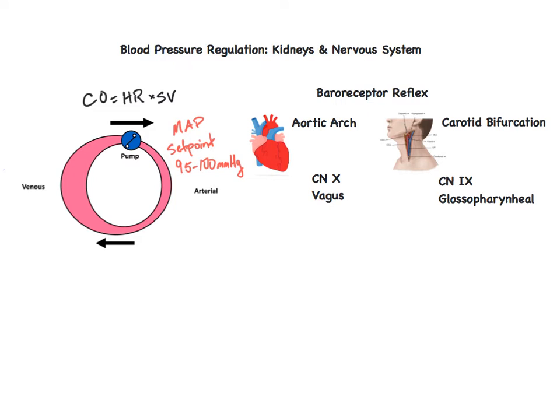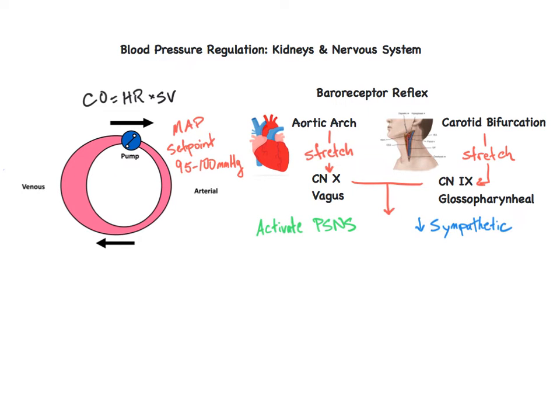When the carotid and aortic bodies are stretched, a signal is sent via cranial nerve 9 and 10 respectively. This stimulus activates the parasympathetic nervous system and decreases the system's sympathetic output. Activating the parasympathetic nervous system will decrease the heart rate, acting at the SA node. This is negative chronotropy. And it also acts at the AV node and is a negative dromotropic influence.